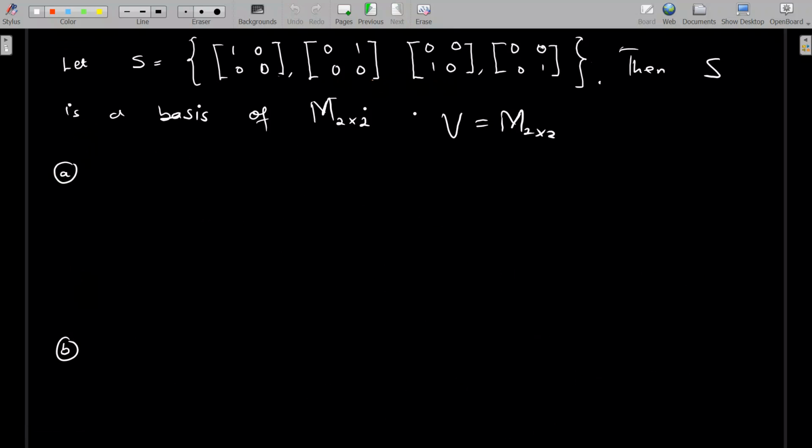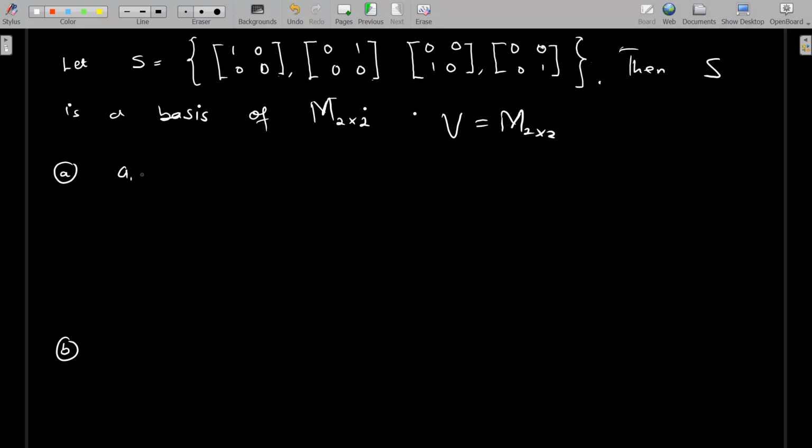Now the other example is I have my S here, and the S here is a set of vectors, and these are matrices. Okay, so first we want to show that this is a basis for the vector space V equals M2 by 2. Now to show that, the first thing is to show that S is linearly independent, right?